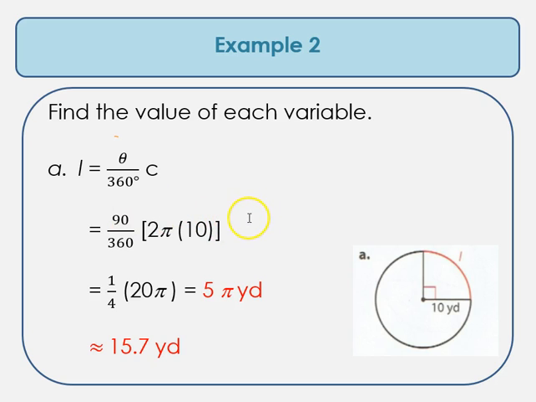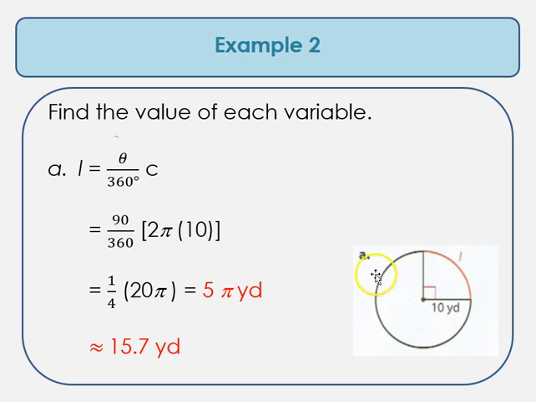And let's use that formula. So we're going to find the value of each variable. So we have a circle with a radius of 10 yards. We have another radius that will also be 10 yards. We can see that the two radii are forming a 90-degree angle, and we'll be solving for the arc length. So we use our arc length formula.